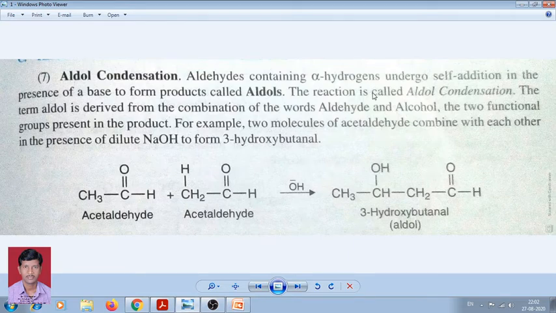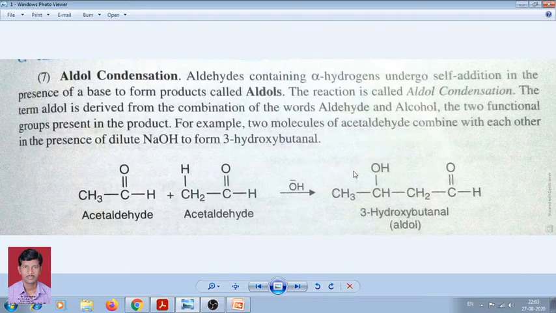This reaction is called the aldol condensation reaction. Now, the term aldol is derived from a combination of words. Which words are combined with each other? Aldehyde and alcohol. Why is this called aldol? In this compound, the aldehyde functional group, that is CHO, is present as well as OH.